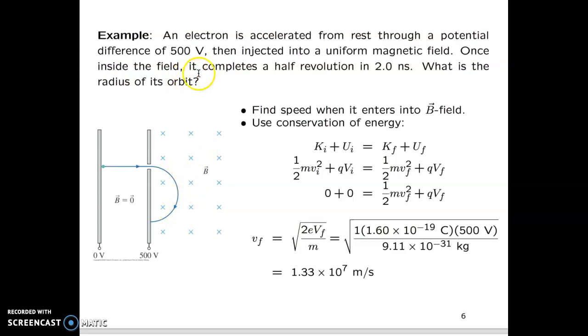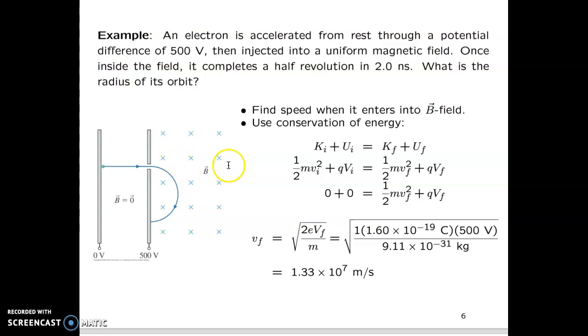Okay. So the electron accelerates from rest through this potential difference. It's injected into a uniform magnetic field. Once inside the field, it completes half a revolution in 2 nanoseconds. What's the radius of its orbit? To solve this problem, the first thing we're going to do is find the speed that the electron has right at the point where it leaves the electric field between the plates and enters the magnetic field region on the right-hand side of the right plate.